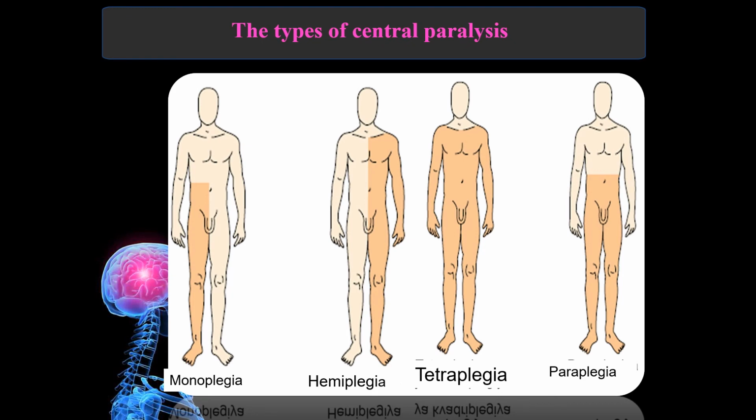Now you see here the types of central paralysis. There is hemiplegia, a unilateral paralysis of lower and upper limbs; monoplegia, paralysis of one limb; and paraplegia, paralysis of both lower limbs or both upper limbs. And tetraplegia, a simultaneous paralysis of all limbs, all extremities; and cross paralysis, paralysis of the upper limb on one side and the lower limb on the other side.